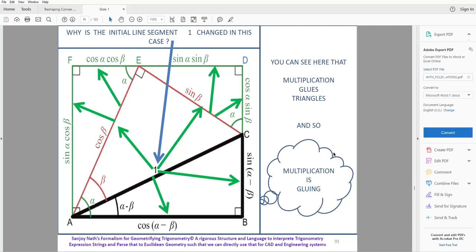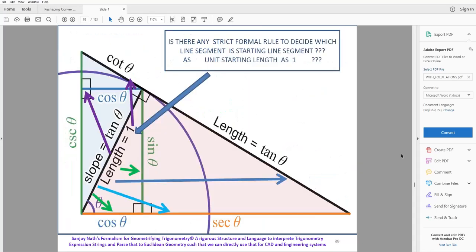Here also, 3 different angles are involved. One is alpha, another is beta, and another is alpha minus beta. So 3 different kinds of similar triangles are involved in this expression. And these kinds of questions are never asked in any school exam, where you have to count the number of similar triangles from a trigonometry expression. These kinds of questions are regularly asked in Sanjoy Nath's Geometrifying Trigonometry.